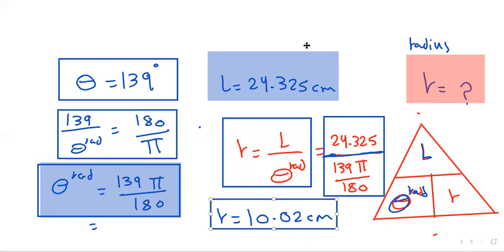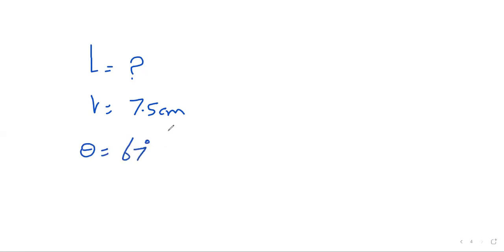And try this one. I want to find the length of the arc. So I want to find L. If the radius is 7.5 centimeters and theta equals 67 degrees and 40 minutes, I want to get L. Give it a try.